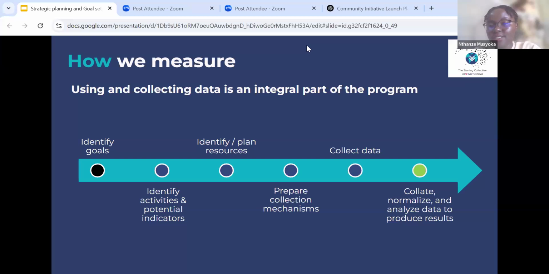We'll cover a bit of the different types of indicators and the different data collection mechanisms in the next 2 slides, but you always have to prepare how you will collect data when you're in the field or when you're doing your intervention. And then the data you've collected, how are you going to make sense of it? How are you going to analyze it? How are you going to produce the communication strategy that you want to produce?